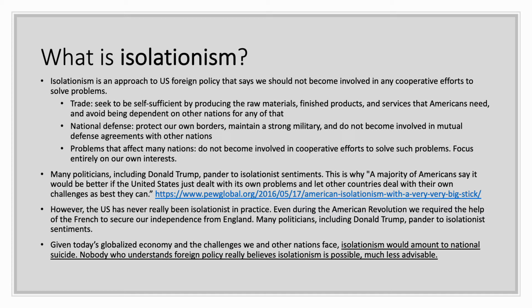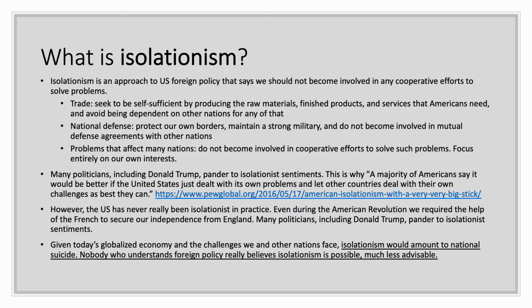Isolationism is an approach to U.S. foreign policy that basically says, don't get involved in any cooperative efforts to solve problems. In trade, just be self-sufficient. Produce everything that we need to the maximum extent possible. Build American, buy American. In national defense, just protect our own borders, maintain the strongest military in the world, and don't get involved in mutual defense agreements with other nations. Let them solve their own problems.